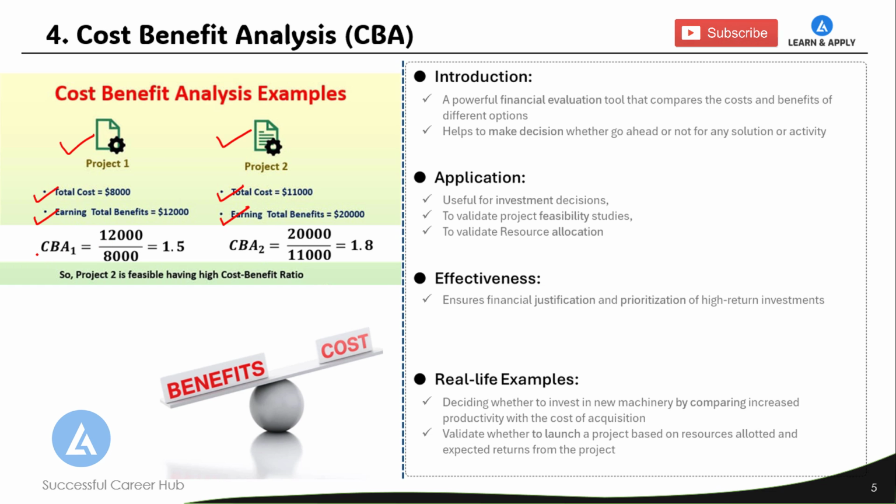Here, we can calculate the cost-benefit analysis for the project 1, which will be equal to $12,000 divided by $8,000, which is coming as 1.5. In similar way, we can calculate the cost-benefit analysis for the second project. It will be equal to $20,000 divided by $11,000, which is coming as 1.8. By comparing these cost-benefit analysis ratios, we can say that project 2 is feasible having the high cost-benefit ratio. So we must prioritize the project 2 for the implementation.